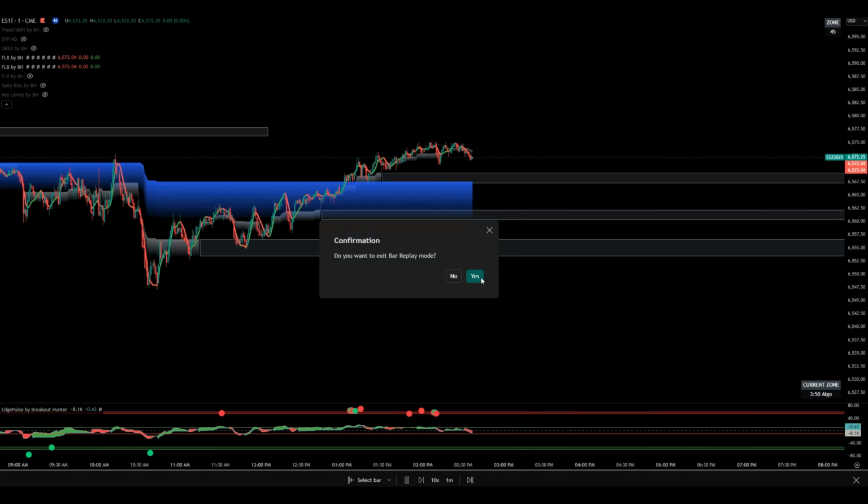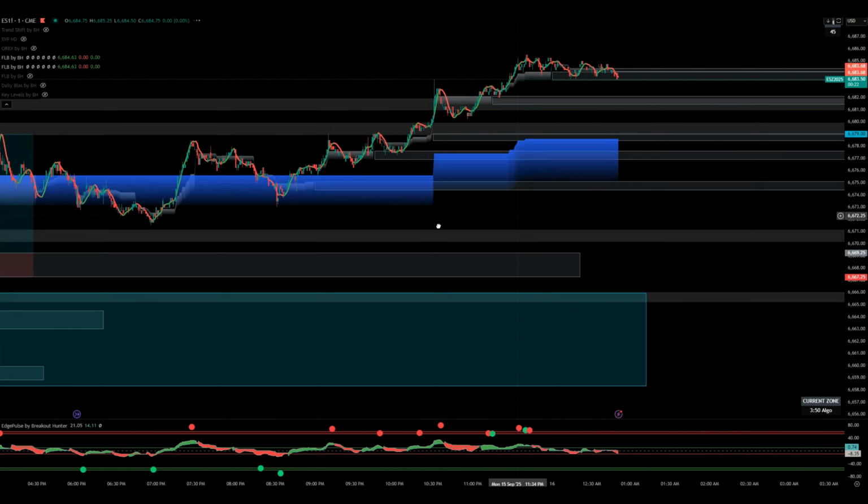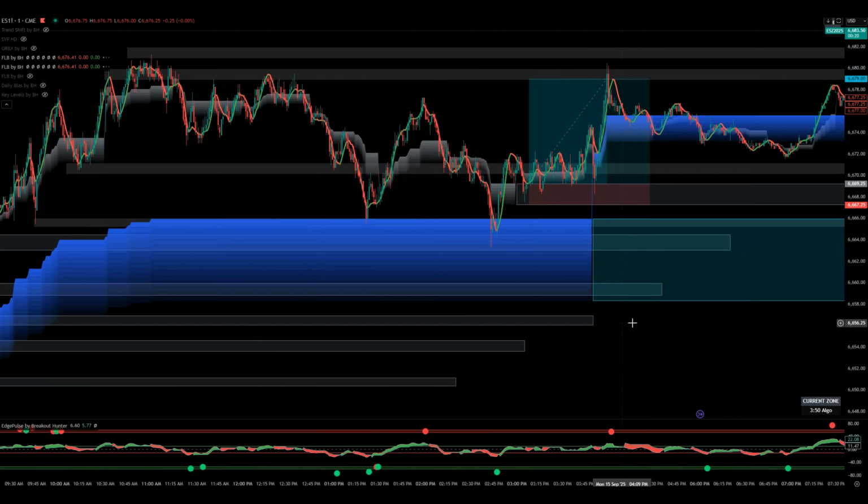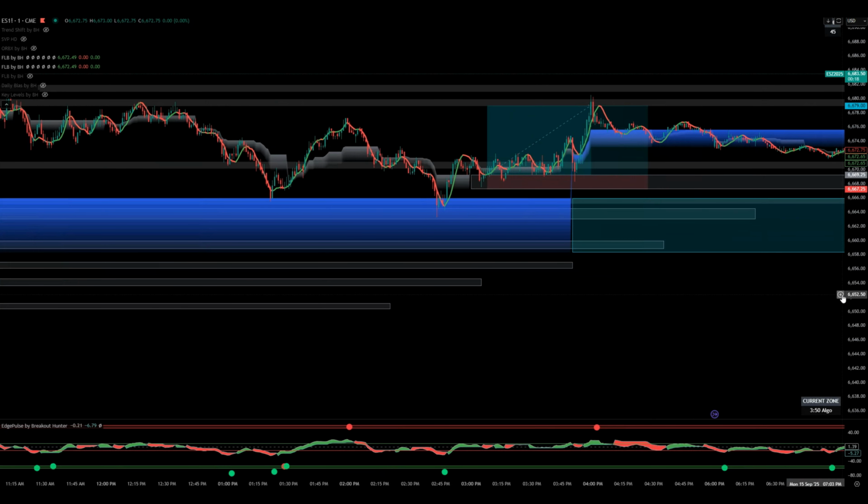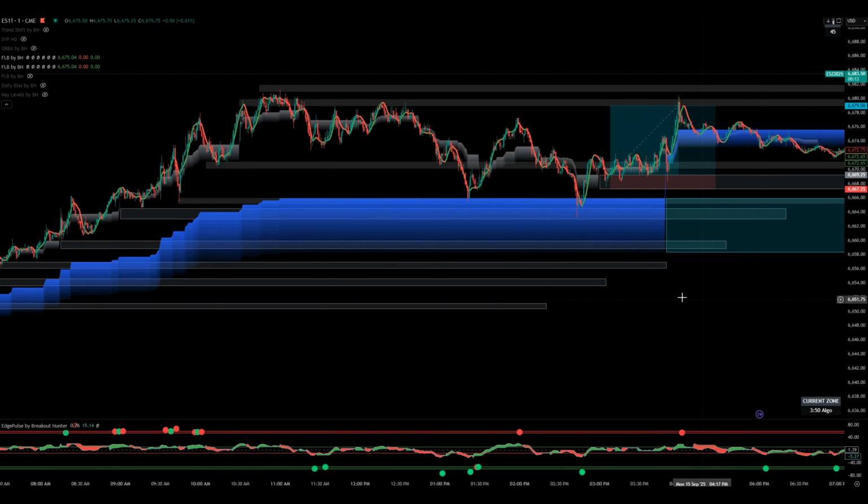So just showing you the failed breakdowns and what's a good way to catch those and how to even notice them. And it all boils down into rejections of these zones, the dynamic zones and the end caps.